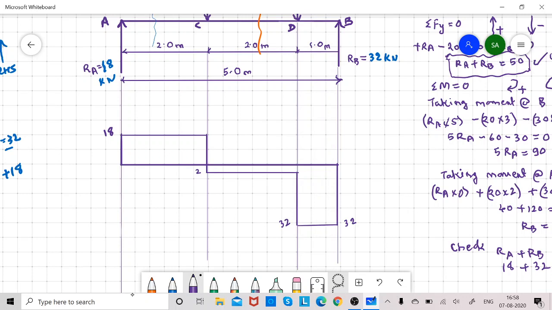So above the baseline, mark it positive. Below the baseline, mark it negative. Then shade the diagram.